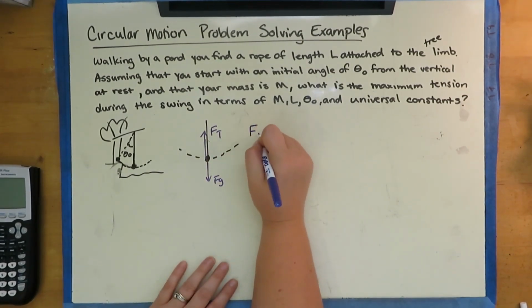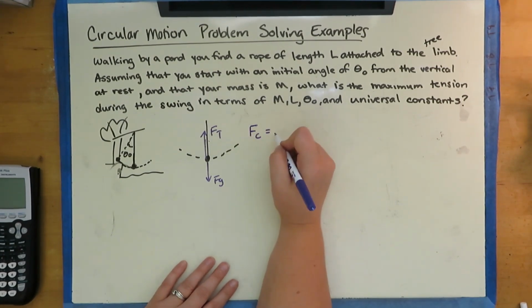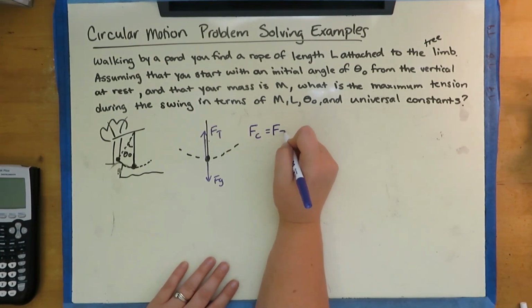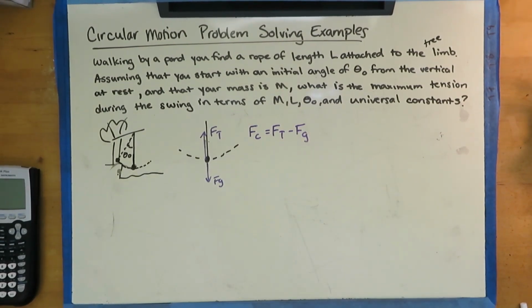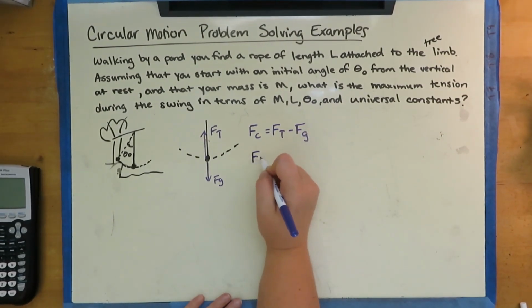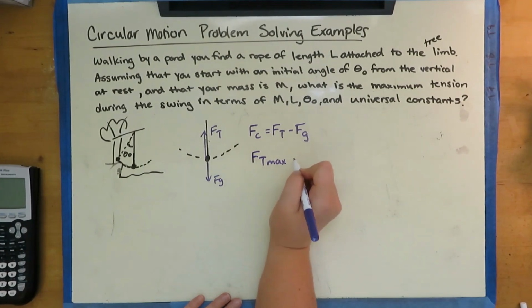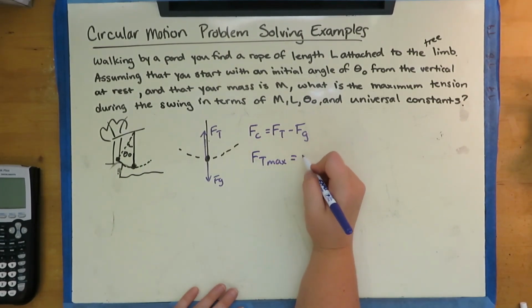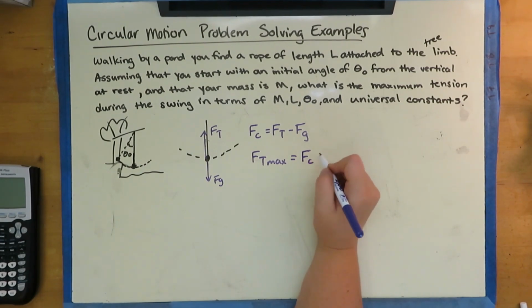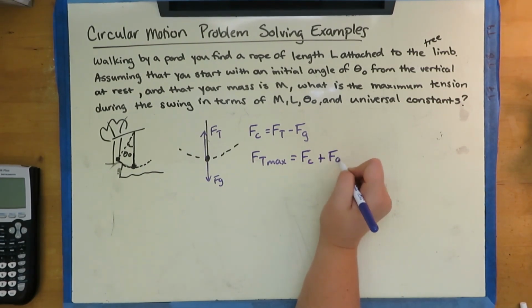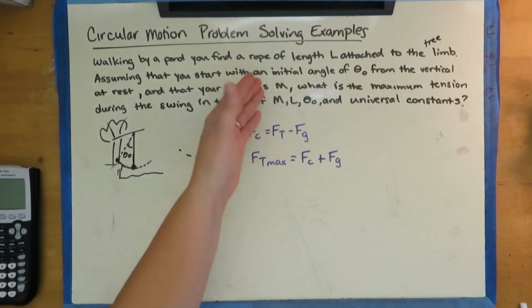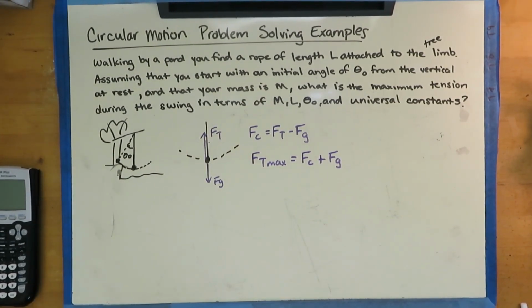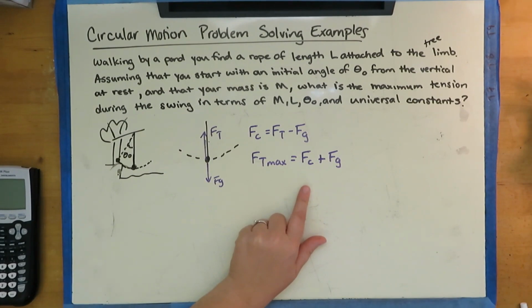Then remember that my centripetal force is going to be my tension minus my gravity at that point. So what I'm looking for is essentially my maximum tension. And in order to do that, I'm going to have to know some information about my centripetal force and my gravitational force. Well, my gravitational force is pretty easy because it gives me my mass, so it's going to be m times g. Well, what about my centripetal force?